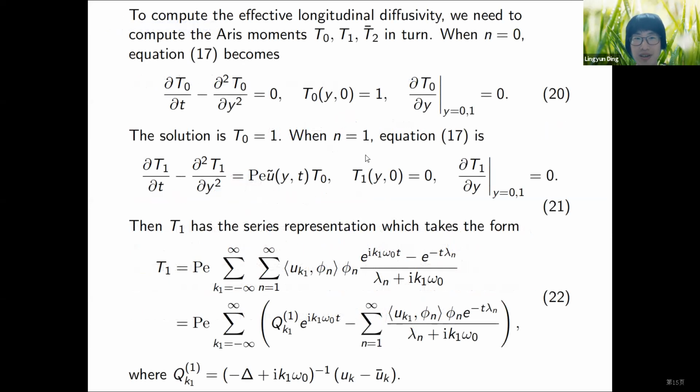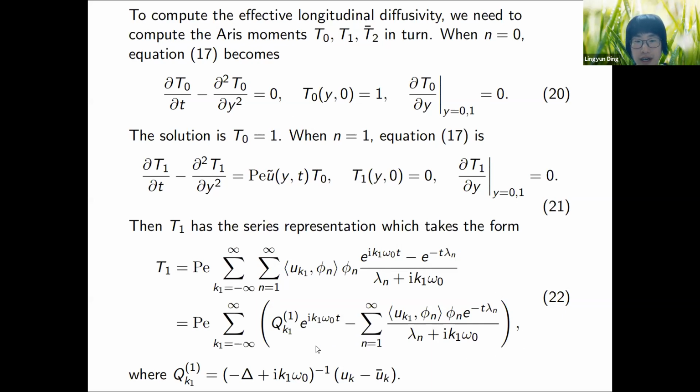To get the effective diffusivity, we just need to solve T0, T1, and T2, because the variance is defined as T2 bar divided by the square of T1 bar. So to compute the variance, we need to know the expressions of them. Now let's solve them one by one. First, if we set n equals 0, we can solve T0. That's very easy. The solution is trivial: T0 equals 1. If n equals 1, then the governing equation of T1 takes this form. We can also solve it by series expansion. So this is the solution of T1.